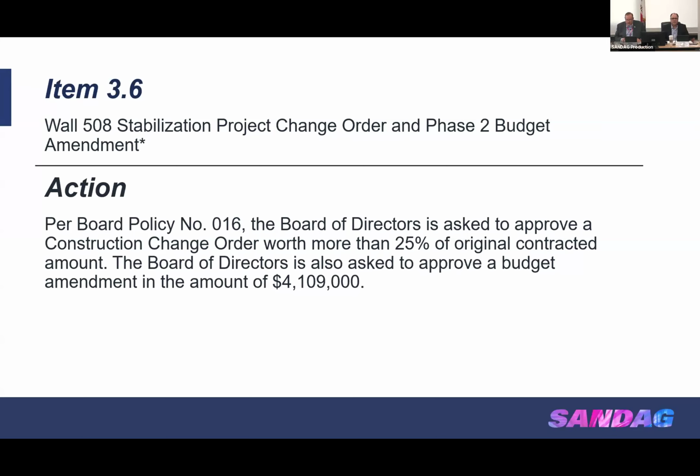Thank you. So we're going to take item 3.6 now, which is the Wall 508 Stabilization Project. Do we have any, well, we're going to go to presentation first. Are we missing somebody, Dave or Glenn? We are not. Okay, let's go. Because it was on consent, we're just going to talk about it. It was on consent, yes, but we can talk about the item.